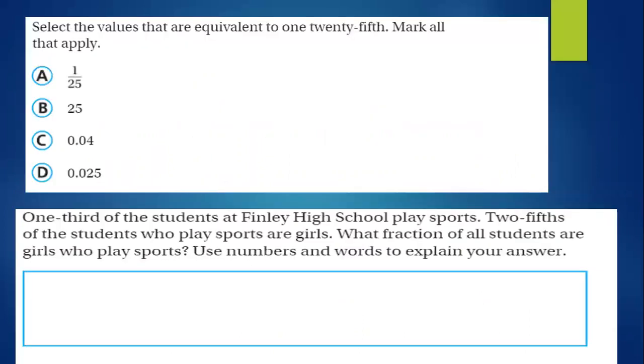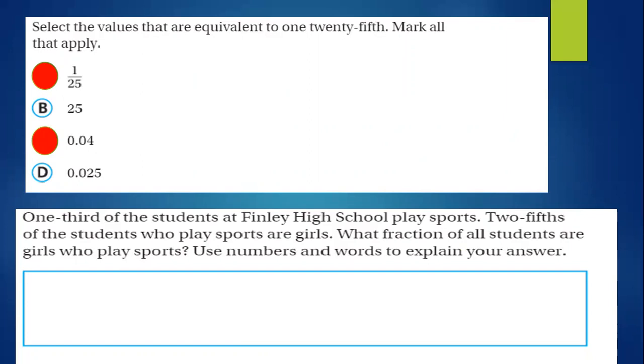Understood? Now, the next one is select the values that are equivalent to 1/25th. Mark all that apply. The first one is 1 out of 25. It is 1/25th. And also remember, you can change 1/25th to hundredths. So it becomes 4 out of 100, which is 0.04. So these two are equal. The other two are not equal to 1/25th.